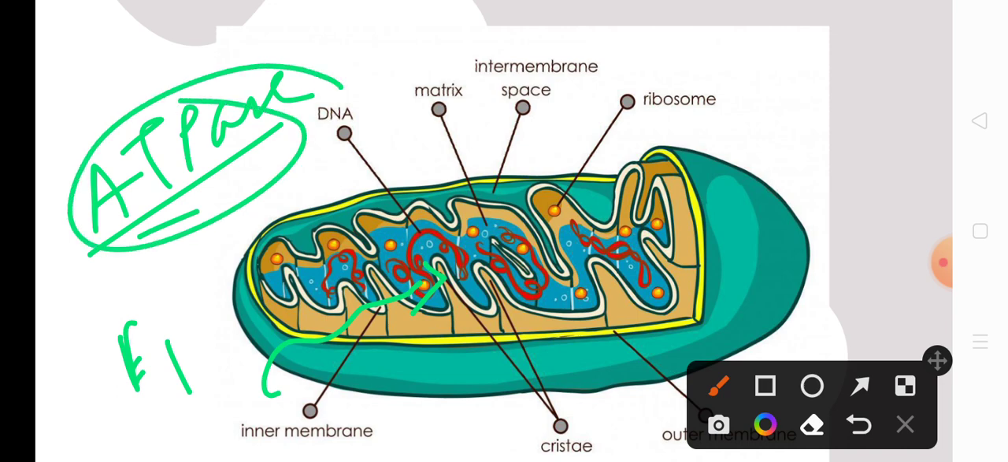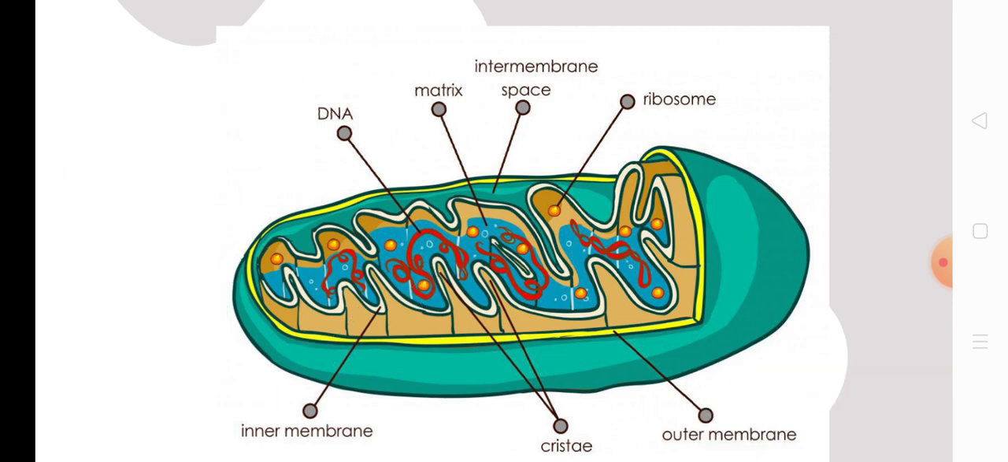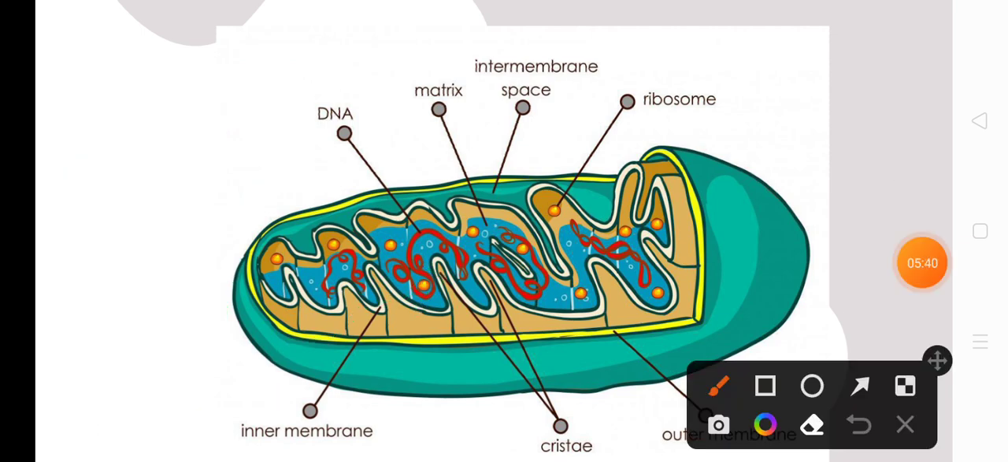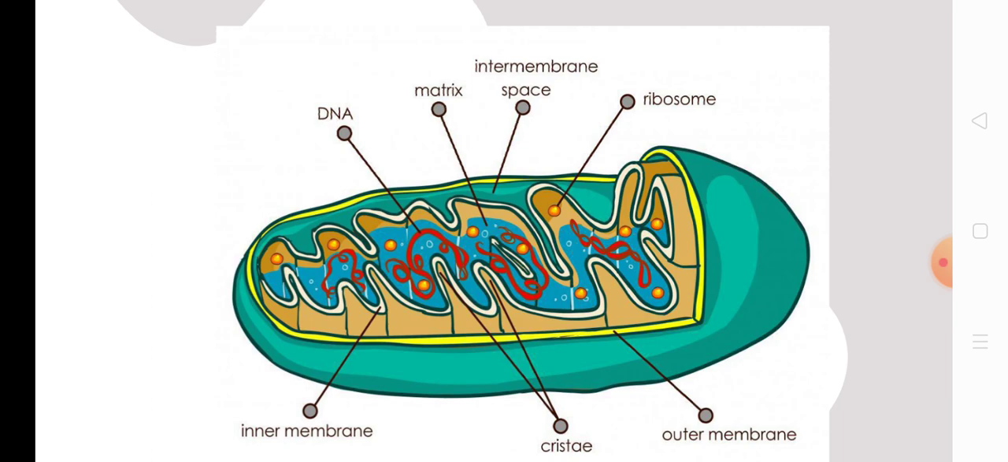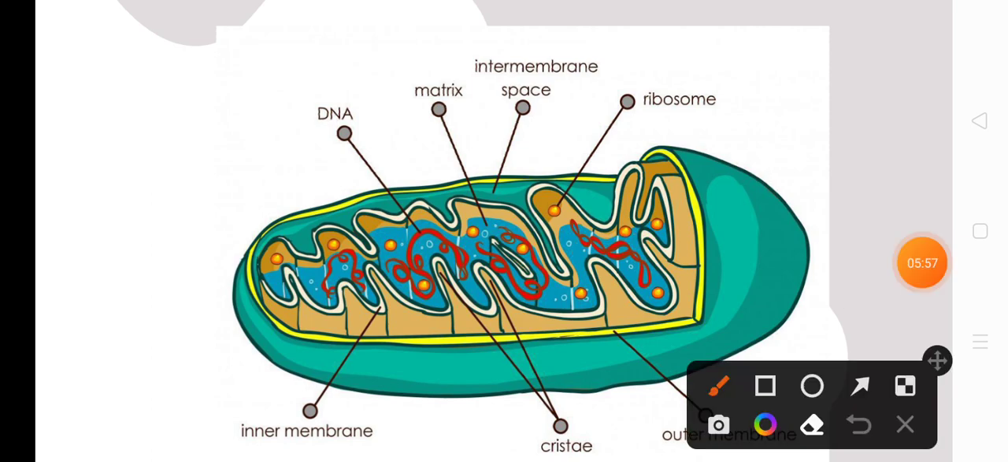We are going to learn about that F1 particle in that particular video. So for now, remember that this inner membrane has foldings for increased surface area, and this increased surface area is important because the inner membrane has ATPases, and these ATPases are responsible for ATP production, right? So that's the idea. Now, the inner membrane covers the space which we will call the matrix.